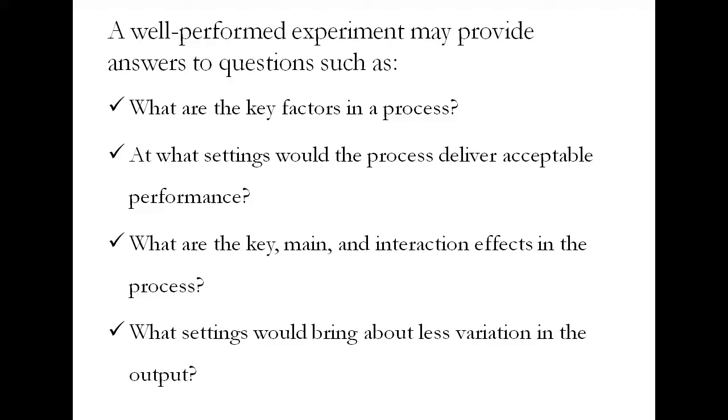What are the key main and interaction effects in the process? Before we start the work, we have to know what input parameters influence the particular work. Based on this, we choose the process parameters. Last, what settings would bring less variation in the output? Which factors would give less interaction in the particular process? You have to easily identify this. So before you start the work, you have to have a clear idea about what parameters you are going to use in the particular experiments.